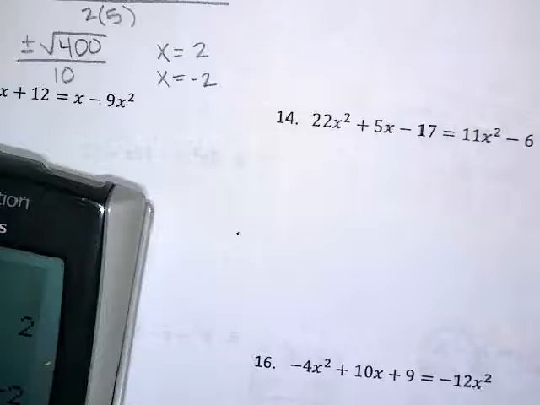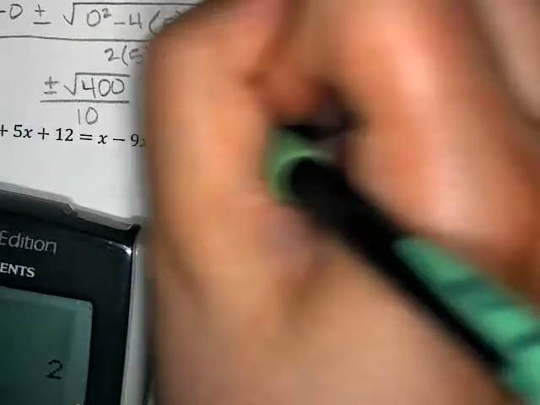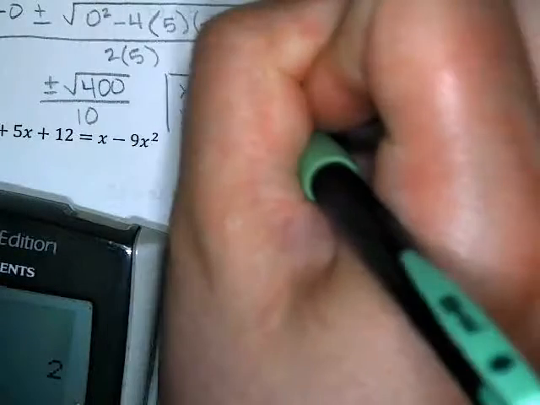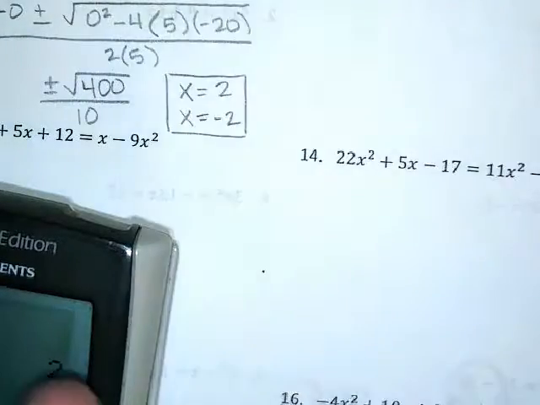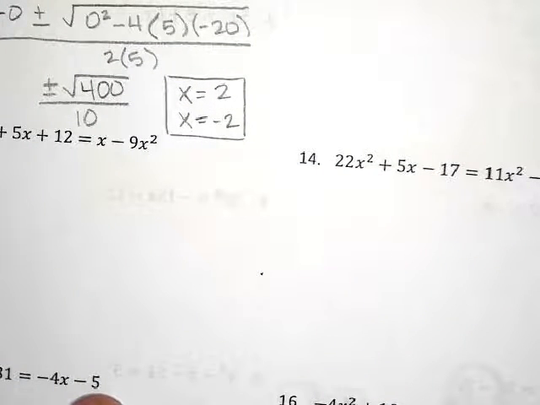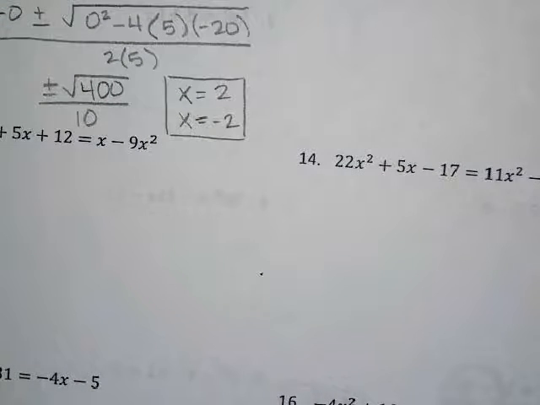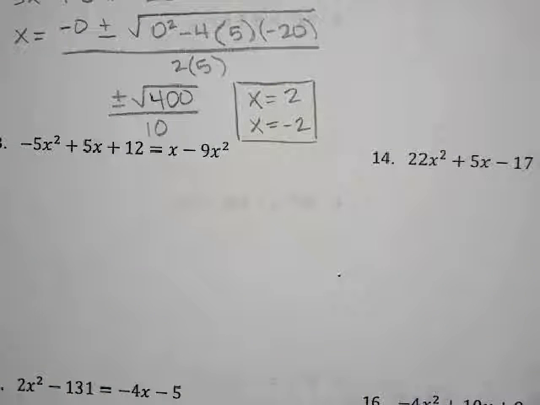Number 13 is like that one. I don't know if you need to go over it, but you can simplify and take the 4 out, the GCF.